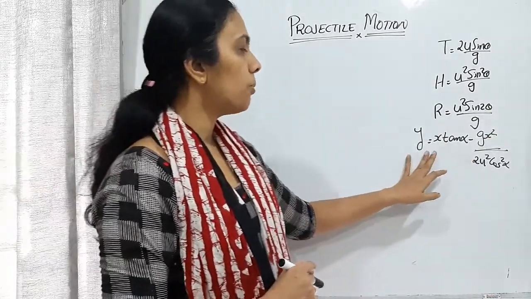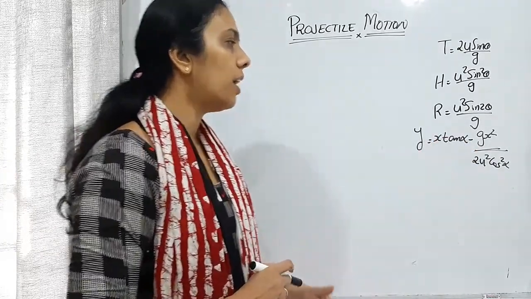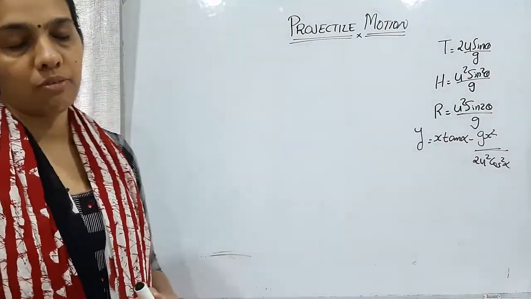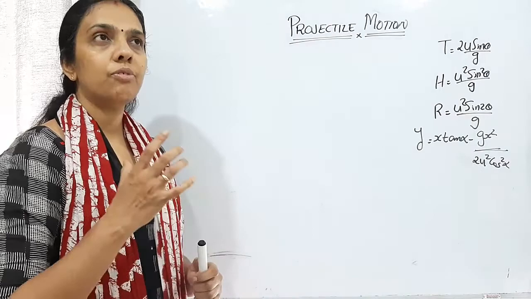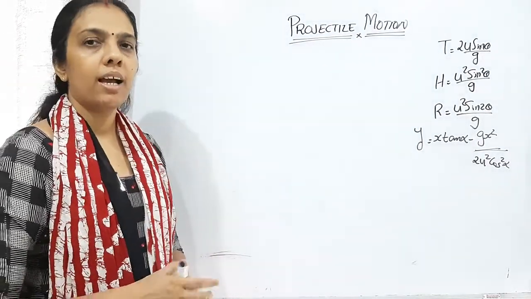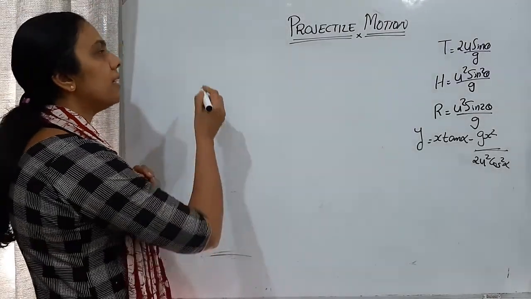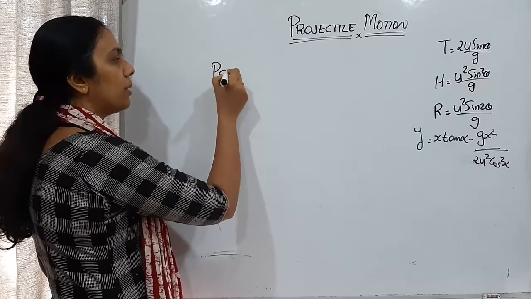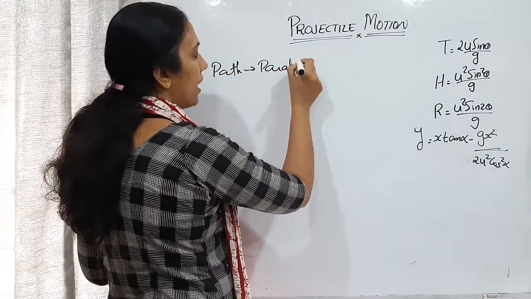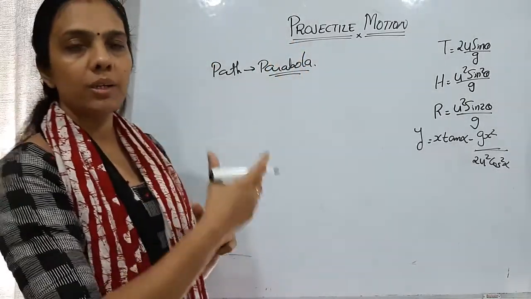And one more formula today I had written: y equals x tan alpha minus gx square by 2u square cos square alpha. What is that formula? That formula shows the path of the projectile. As we said in the first class, projectile motion means the path of the projectile will be a parabola.